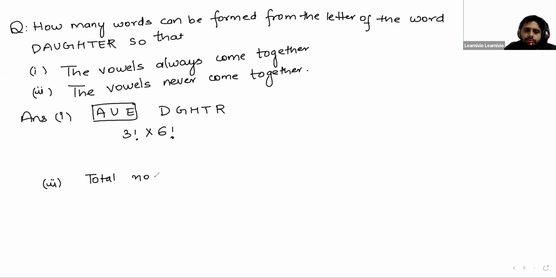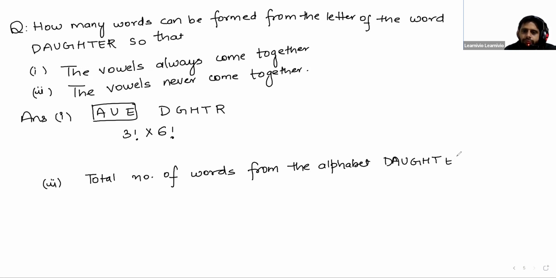Total number of words from the alphabet. We'll find the total number of words from the alphabet. How many words can be formed? 1, 2, 3, 4, 5, 6, 7, 8. So this will give us 8 factorial.